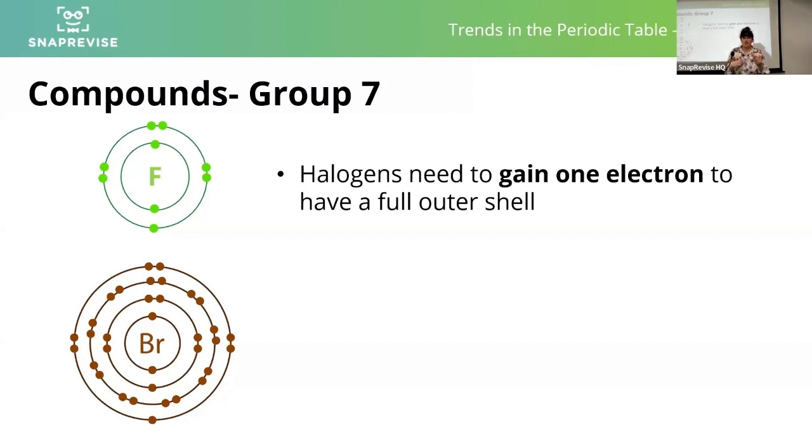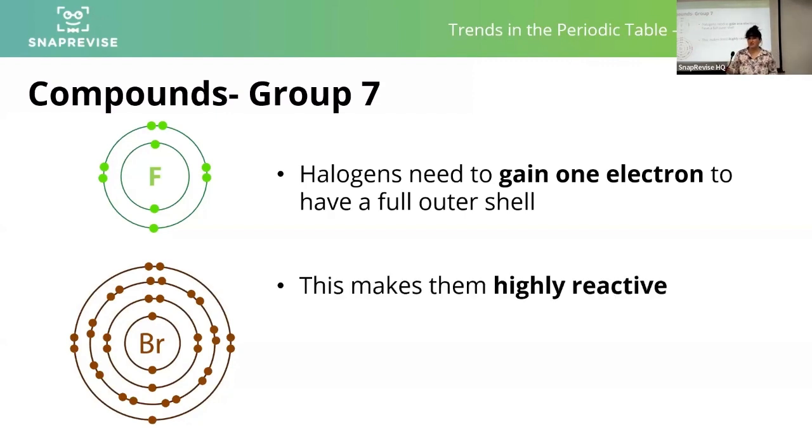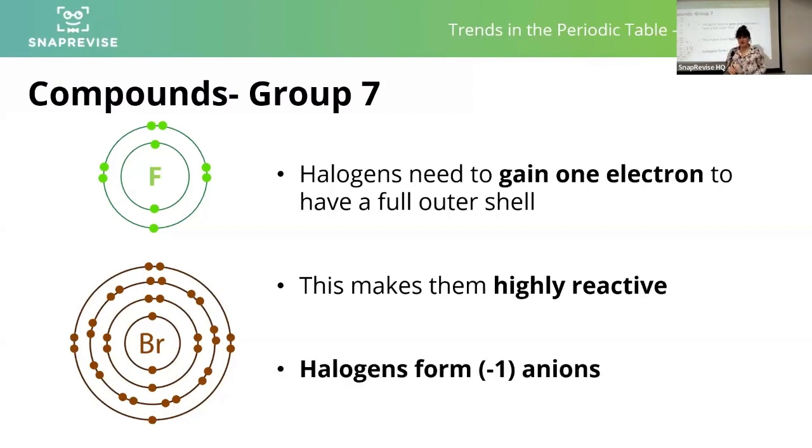It doesn't require much energy to gain a single electron, which means it can happen rapidly. It can happen easily because it doesn't need much energy. So this makes them highly reactive compared to lots of other elements. So it's all relative, but highly reactive compared to other elements. Halogens therefore form 1- ions, and we call negative ions anions. So they form 1- anions. Usually, we will look briefly at when there's a slight discrepancy within that description later on.